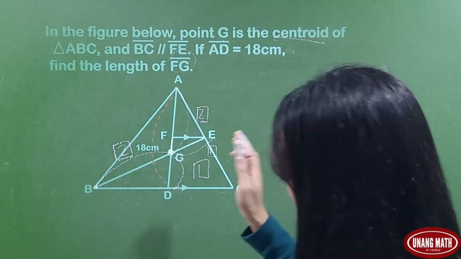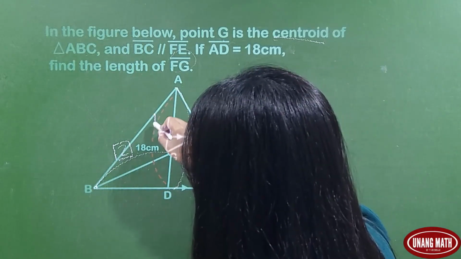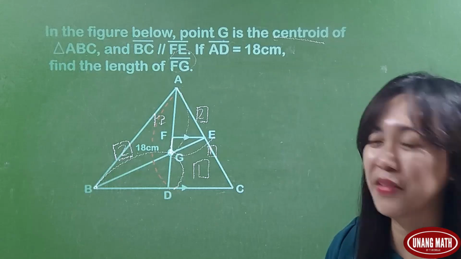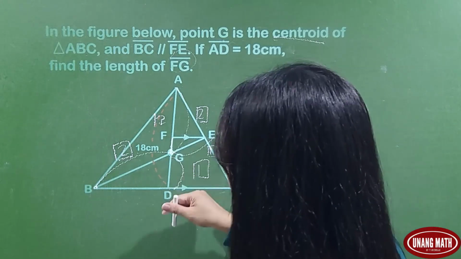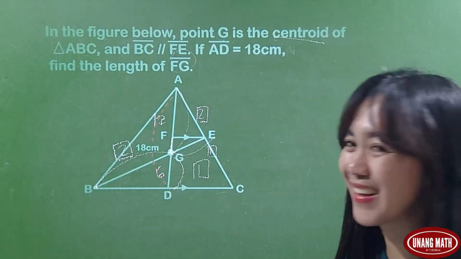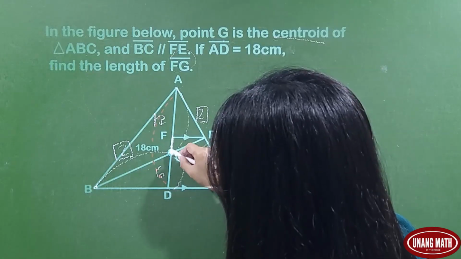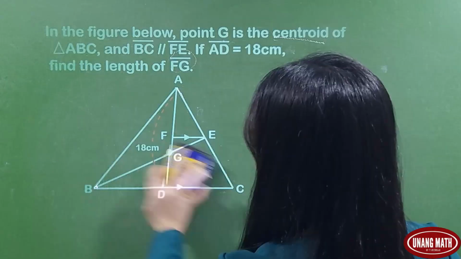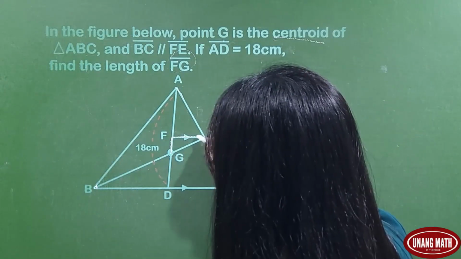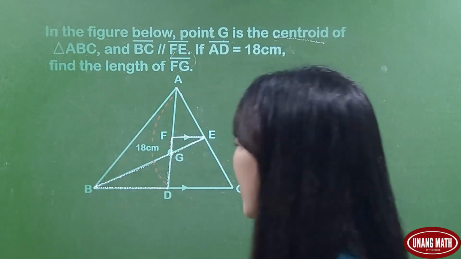If segment AD is 18 centimeters, then segment AG, since it's in the ratio 2, 18 divided by 3 is 6. 6 times 2, so segment AG is 12 centimeters. What about segment DG? It means segment DG is 6 centimeters. Now, to find this segment FG, let's consider this triangle and this triangle.